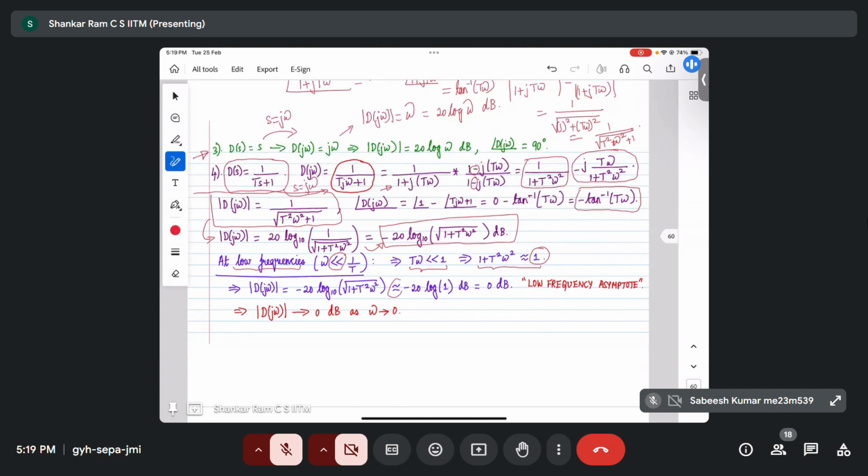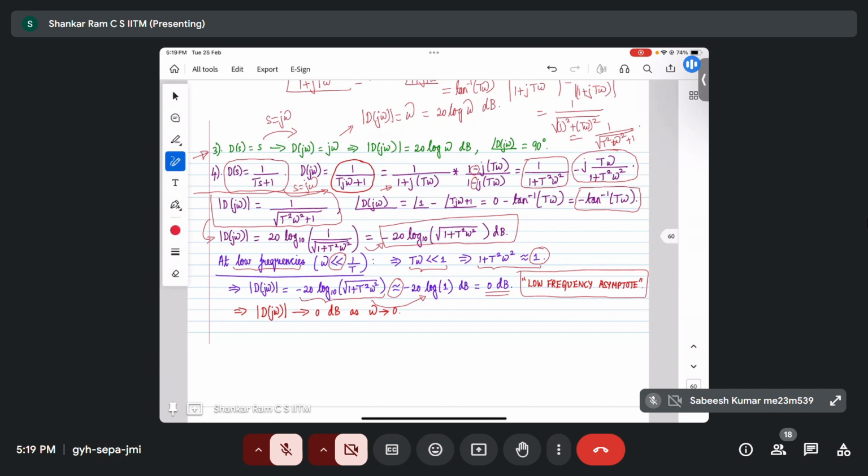So what we do is that we simplify. This approximately equal to sign simply means that. So at low frequency, the magnitude, minus 20 log to the base 10 of the square root of 1 squared plus T squared omega squared, can be approximated as minus 20 log 1. And that becomes 0 decibels, because log of 1 is 0. So I hope it's clear how we got 0 decibels as the low frequency asymptote, and why we call 0 decibels the low frequency asymptote of this factor 1 by Ts plus 1.